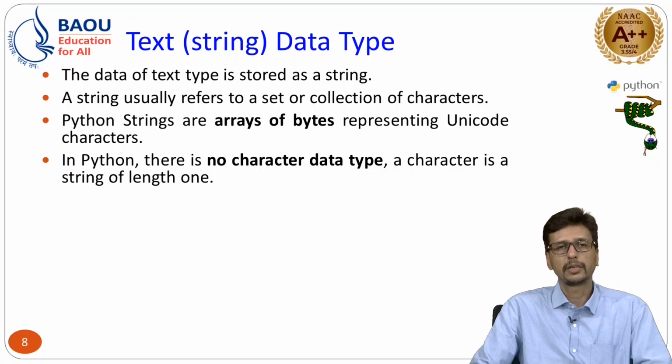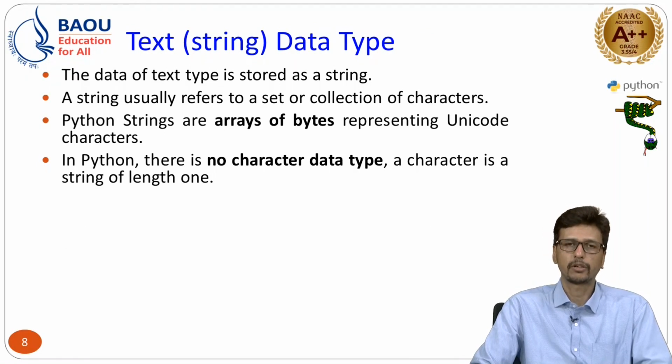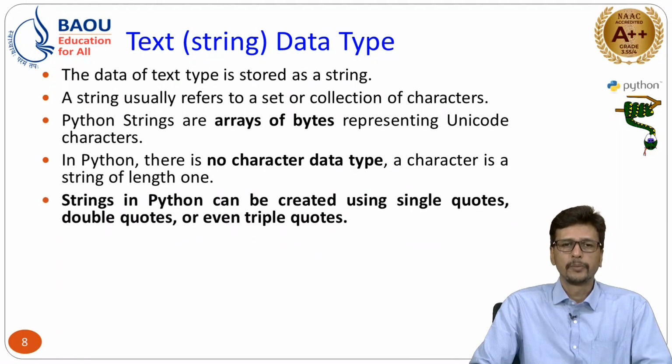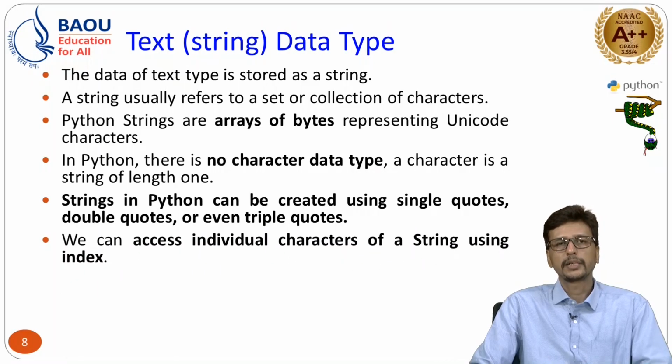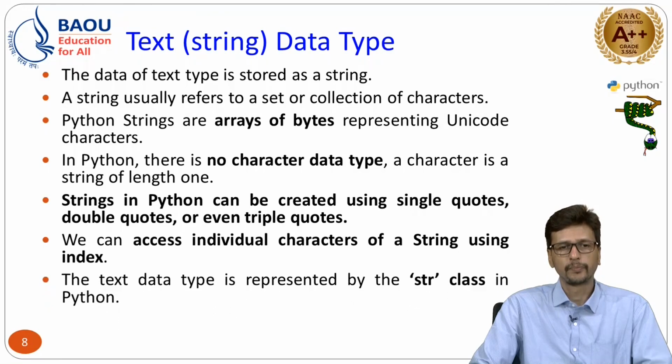Now in Python there is no concept of a character data type. Suppose you want to store a character, then logically it is actually a string, but the length is 1. This way you can store a character also in the string type. Now a string can be created with the help of single quotes, double quotes or triple quotes, right. So there are multiple alternatives by which you can create string literals.